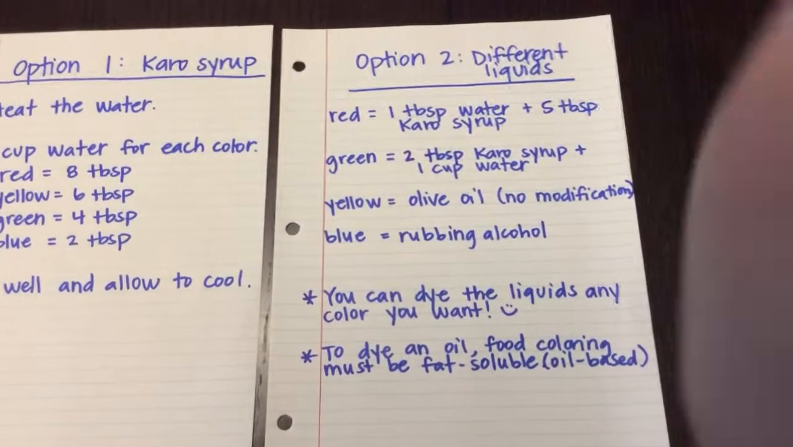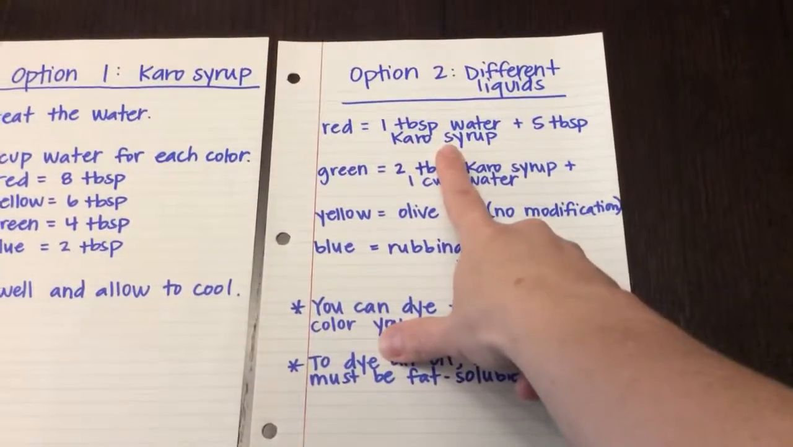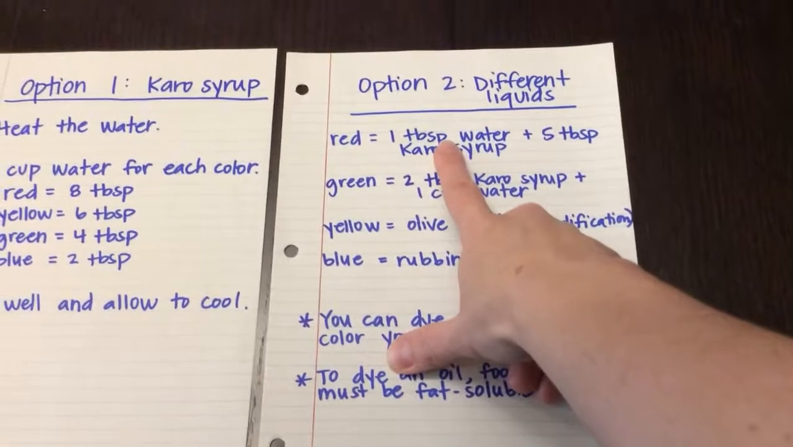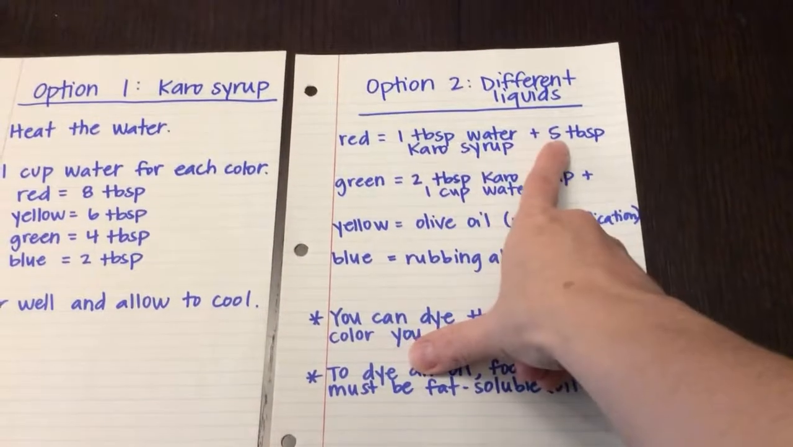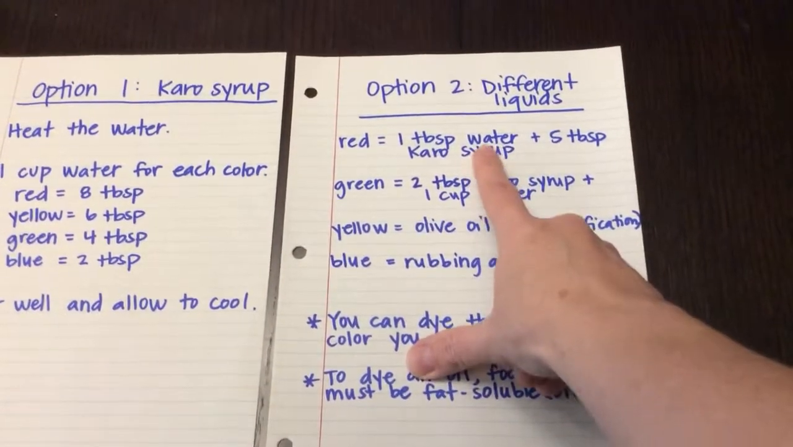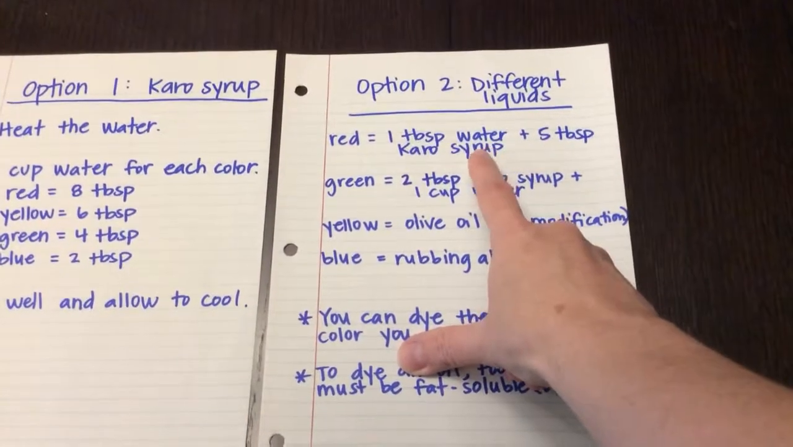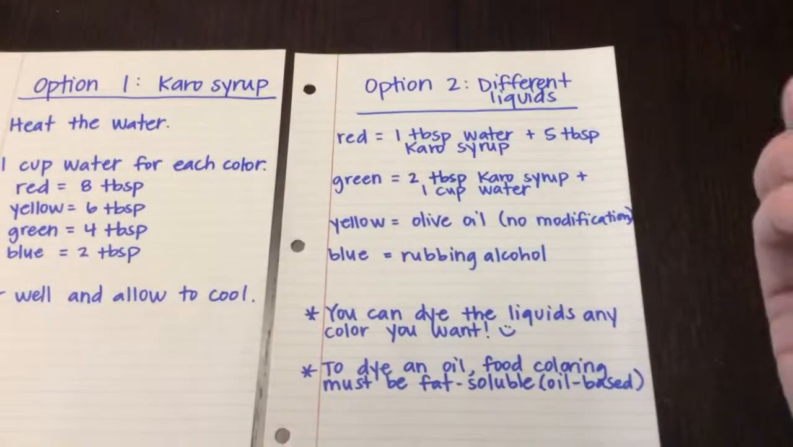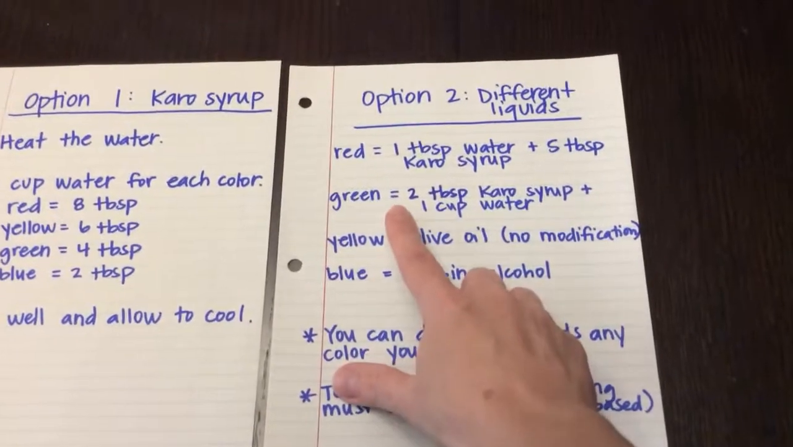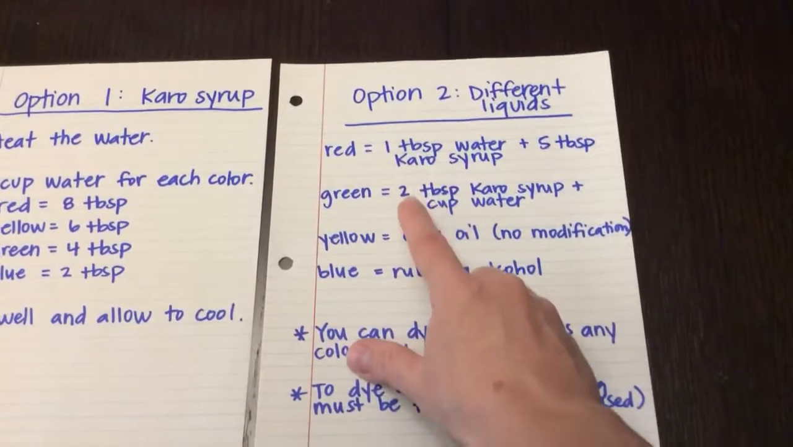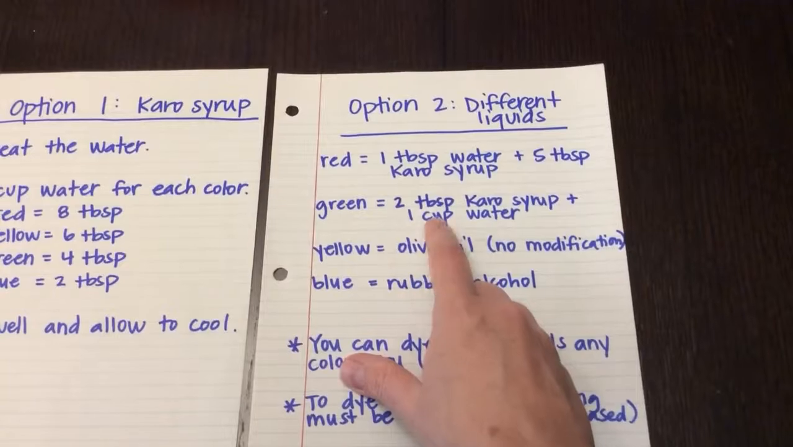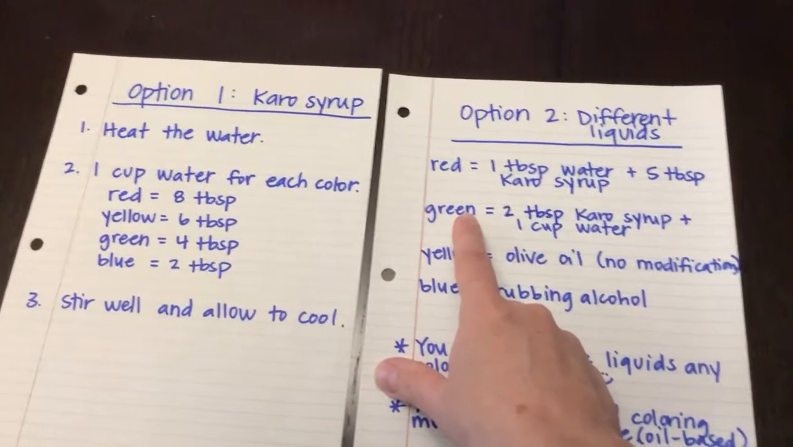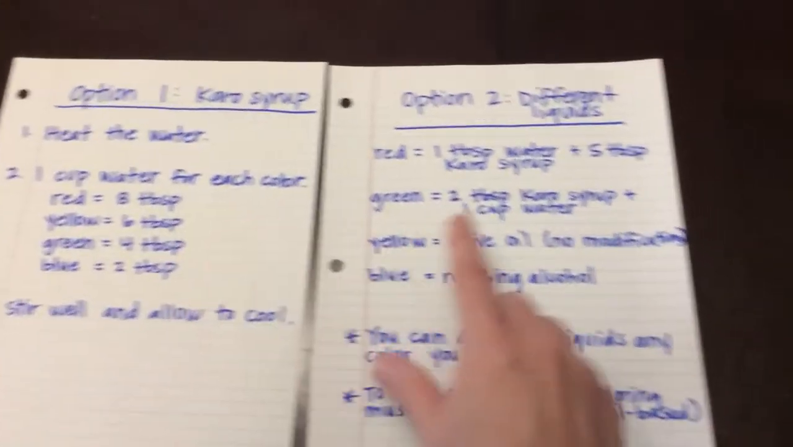So to make the red, basically you just dilute a little bit of Karo syrup. I said 1 tablespoon of water and 5 tablespoons of Karo syrup. That ratio is basically you just want to dilute the Karo syrup so it's not super thick. To make the green, we basically did the opposite. 2 tablespoons of Karo syrup in 1 cup of water. That's the same as this ratio right here.